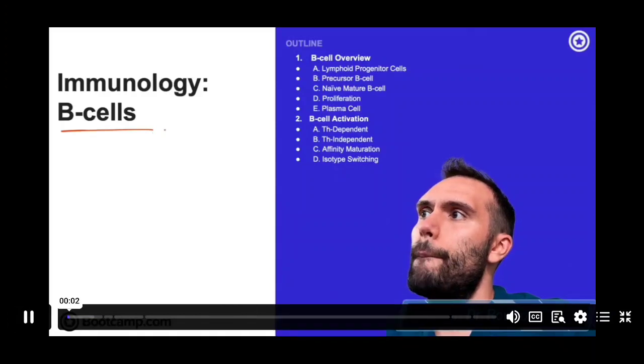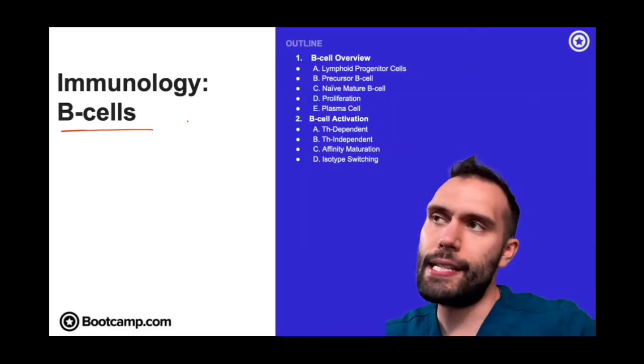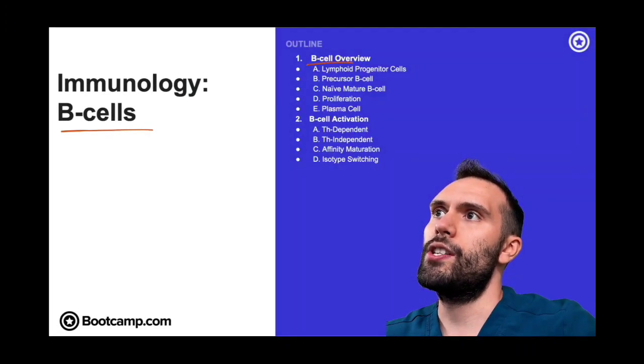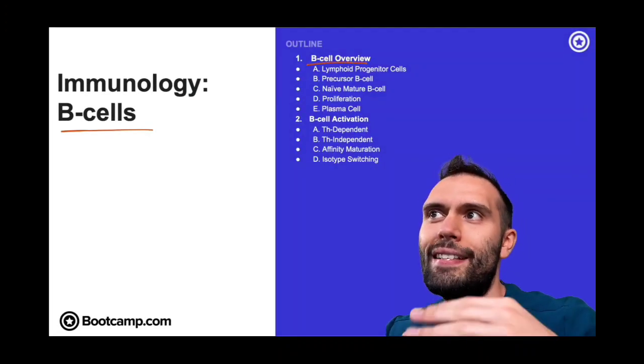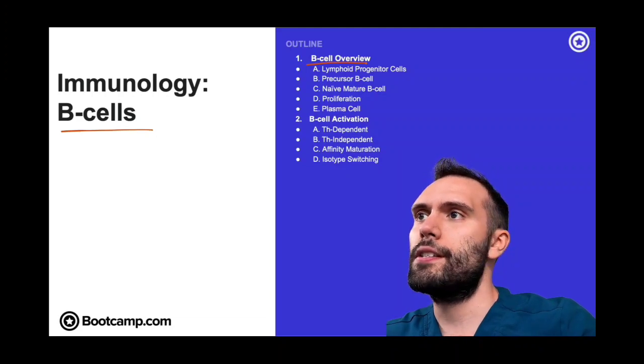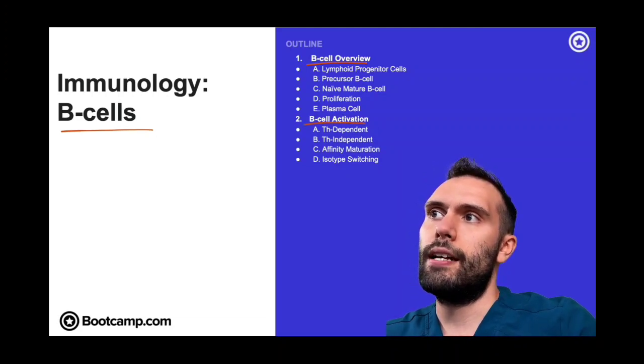About B cells. So we're transitioning from T cells to B cells. We'll talk a little bit about just a high-level overview. We don't have to go into as much detail as we went into when we talked about T cell development, but we will build on some of what we talked about with T cell activation when we talk about B cells here.